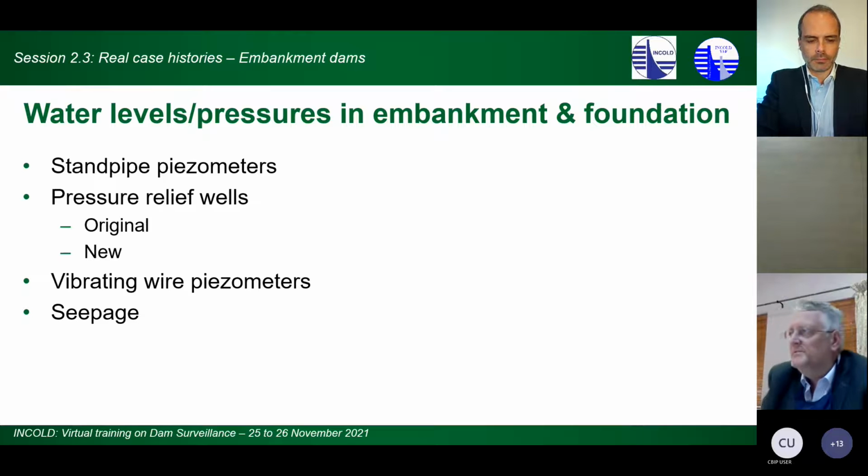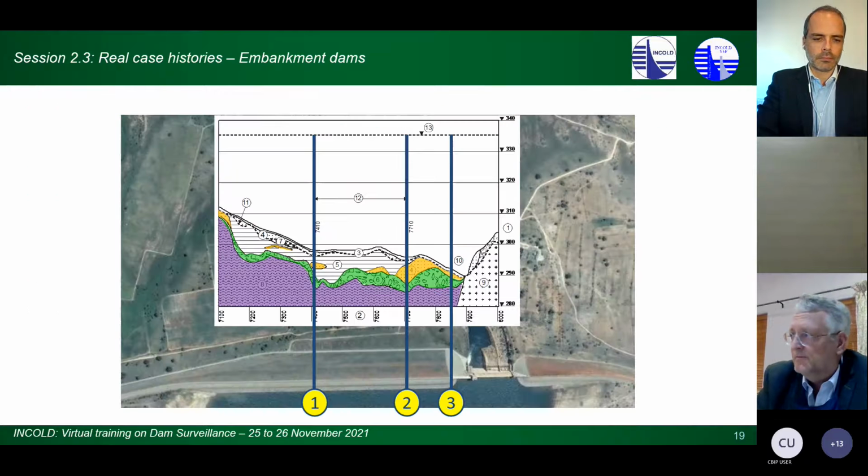So for this particular installation, we have standpipe piezometers, we have pressure relief wells, as I explained, the original ones as well as the new ones, and we monitor those levels as well. We've got vibrating wire piezometers that I've showed you guys already, and we also monitor the seepage that comes out of the filter system as well as the pressure relief system.